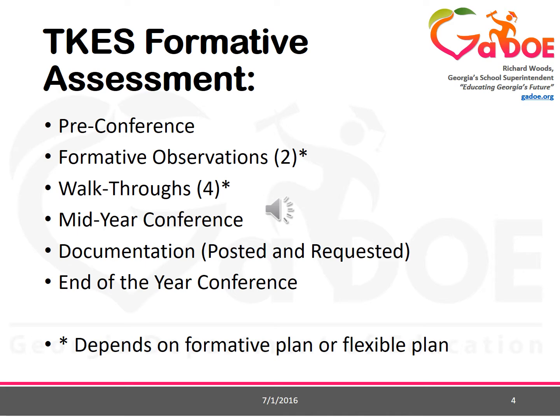The TKES formative assessment has several parts to it. The formative assessment is the overall process of the TKES evaluation. First, there's a pre-conference that's conducted by your administrator. This pre-conference can either be individual by yourself or it can be done with a team of teachers. Next is the formative observations, or the classroom observations as they're commonly known. These observations may take anywhere from 30 to 45 minutes or possibly even an hour.